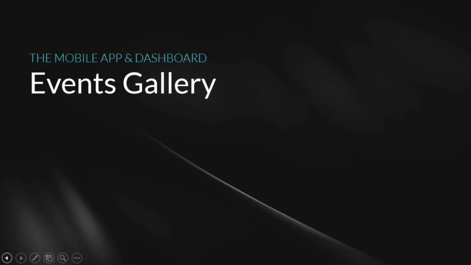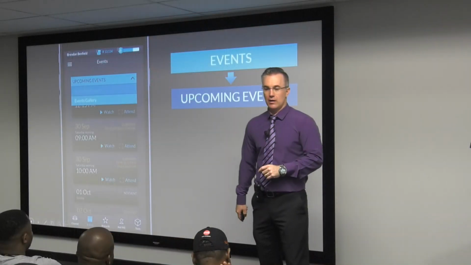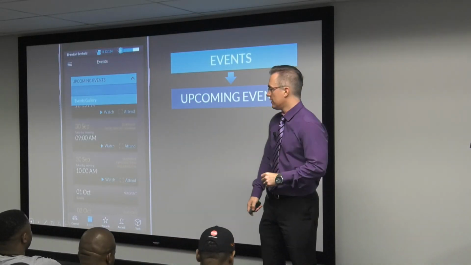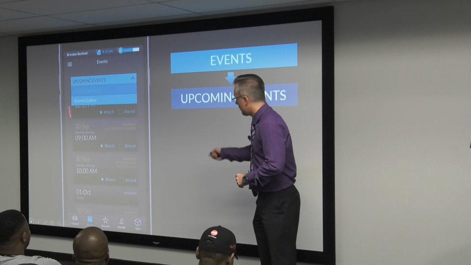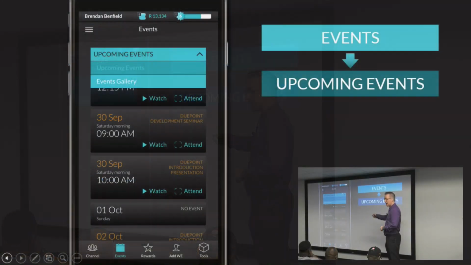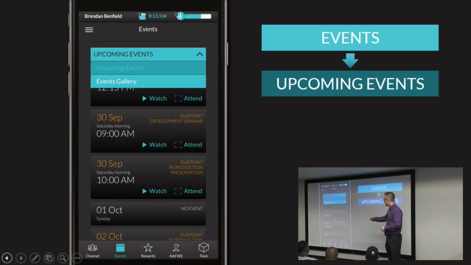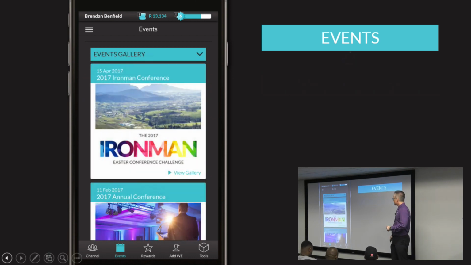Right. Now, did you know that we have an events gallery on your phone? You go to upcoming events. Remember, under events, it said upcoming. Click the arrow. There's an arrow. Click the arrow. Look, events gallery. If you click the events gallery, the same thing happens.